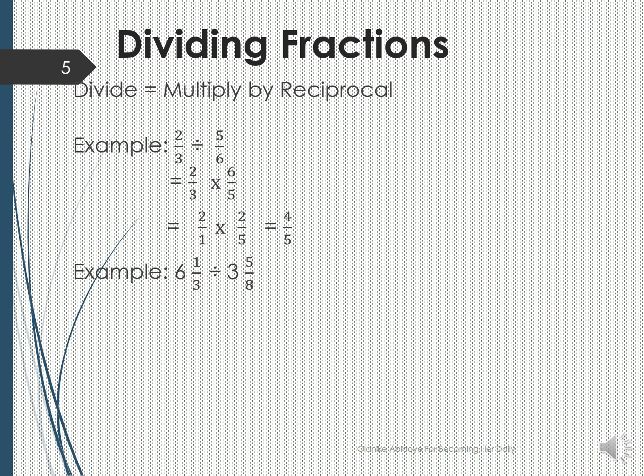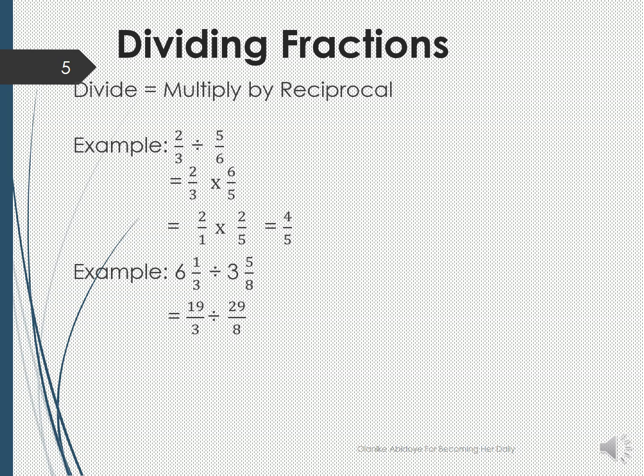We are looking at 6 whole number 1 over 3 divided by 3 whole number 5 over 8. In this case, we still change these to improper fractions. That means we have 6 times 3, 18, plus 1, 19 over 3, divided by 3 times 8, that will be 24, 24 plus 5, that will be 29 over 8. So here we are having 19 over 3 divided by 29 over 8.